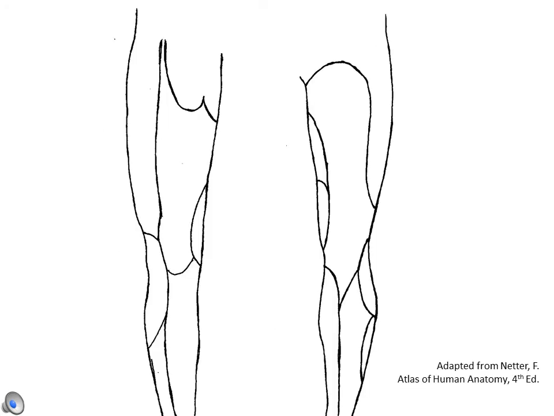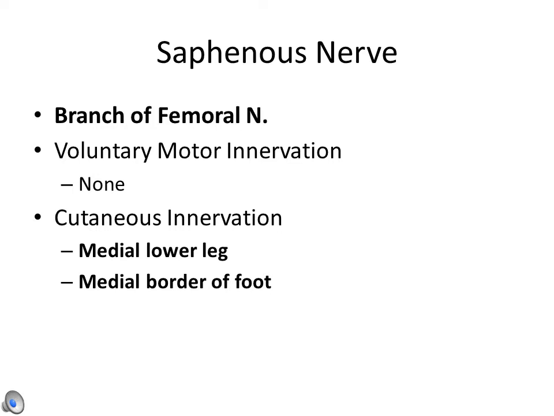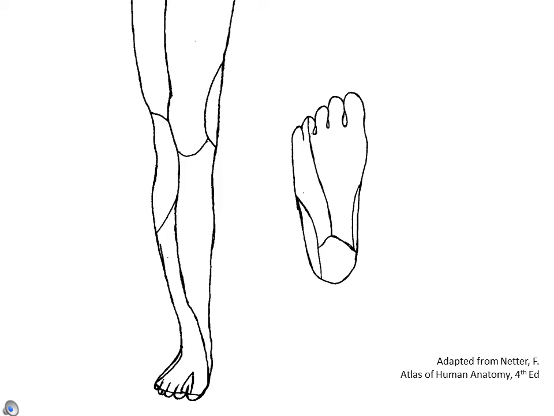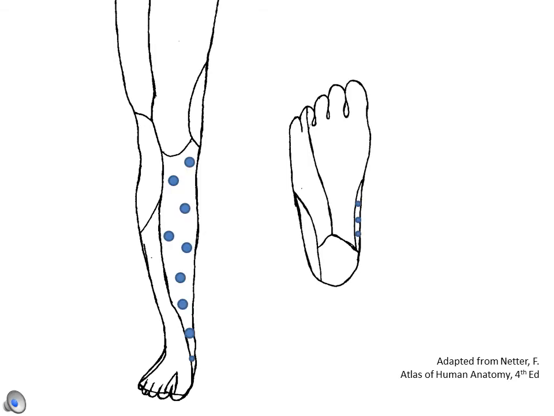Pause the lecture to draw in the cutaneous innervation of the femoral nerve. How does your drawing compare? The saphenous nerve is a branch of the femoral nerve. It has no voluntary motor innervation. It does, however, provide cutaneous innervation to the medial lower leg and the medial border of the foot. Pause the lecture to draw in the saphenous nerve cutaneous innervation. How does your drawing compare?